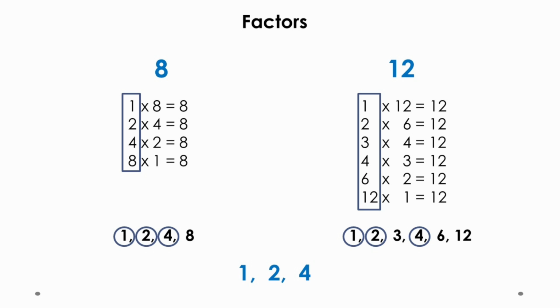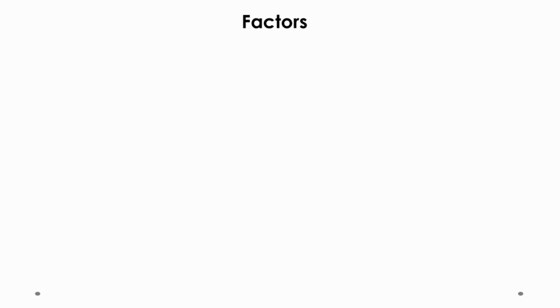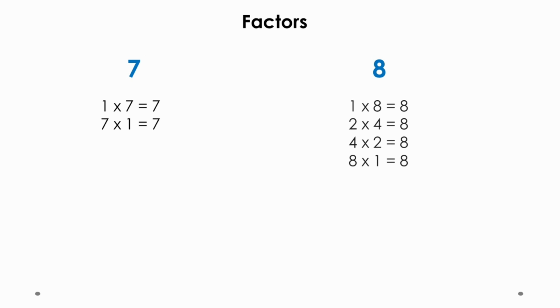Let's take one more example. This time, let us have a look at the factors of 7 and 8. The factors of 7 are 1 into 7 and 7 into 1. And the factors of 8 are 1 into 8, 2 into 4, 4 into 2, and 8 into 1. In this case, we see that 1 is the only common factor between 7 and 8.